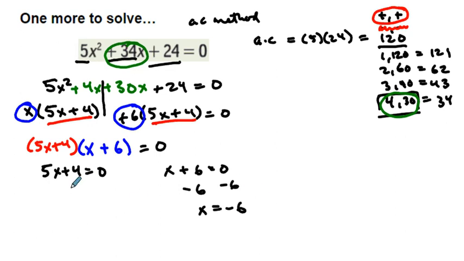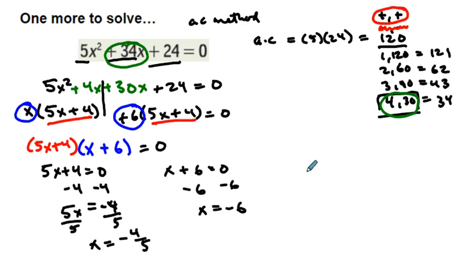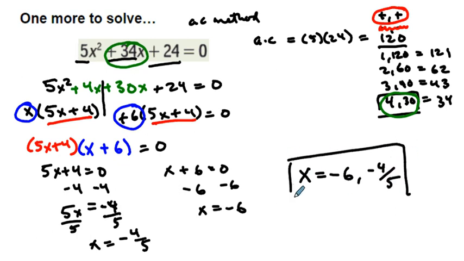Now the other one, a little more involved. So we're going to subtract 4, get negative 4 over here. We got 5x equals negative 4. Let's divide them both by 5. And you get x is equal to negative 4/5. And so my total solution is I can either get negative 6 or negative 4/5. And that's it. So that's how the AC method works. That's how these work, and happy solving.